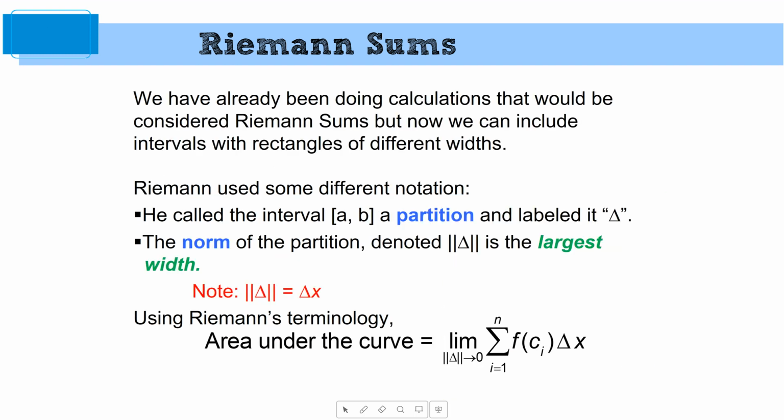Okay, it's all right. Yeah. Okay, now let's talk about this. So he said the following. Each one of these rectangles is called a partition.